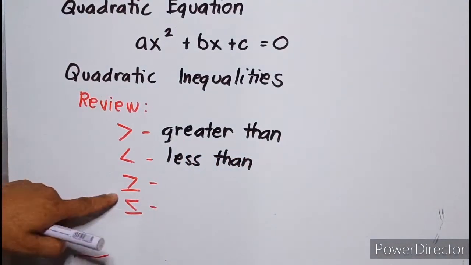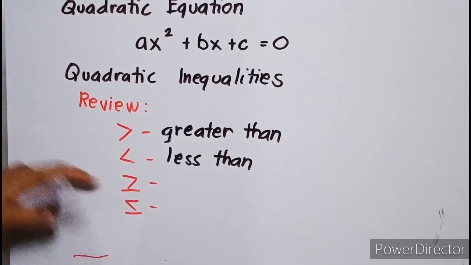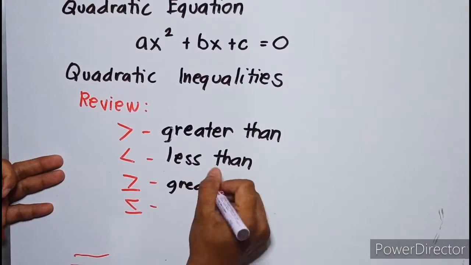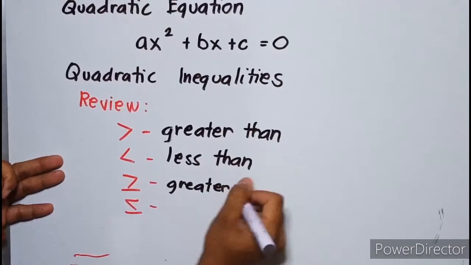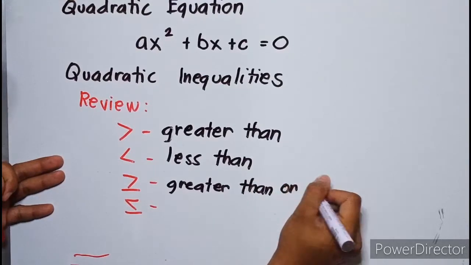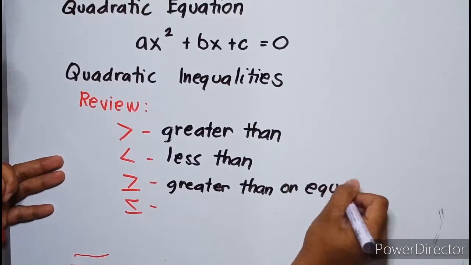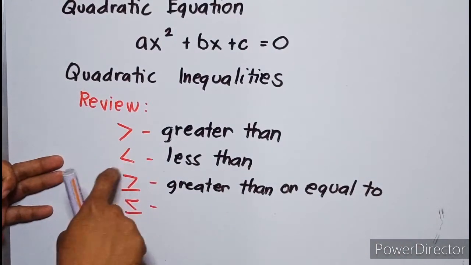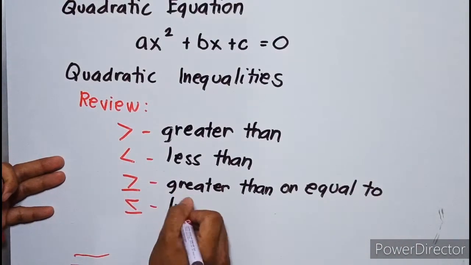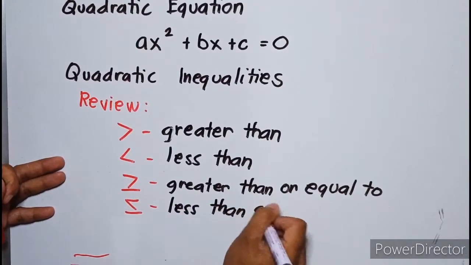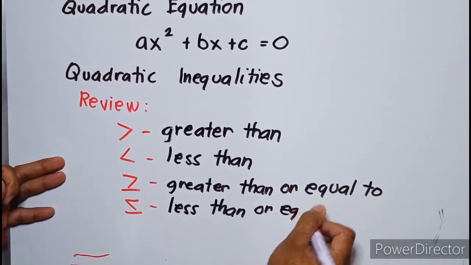Then, kapag naman merong underline ang greater than, this is called greater than or equal to. At kapag naman yung less than ay may underline sa ilalim, ang basa dun ay less than or equal to.